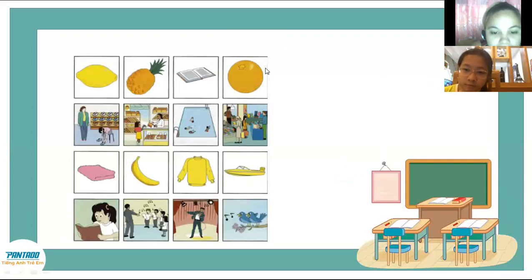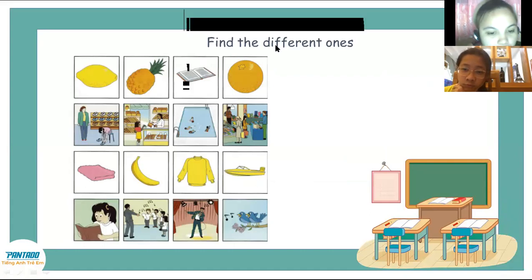Okay, so now look at the picture. So number one, what do you think is the different picture in that part? A book. Okay, why is this your answer? Because the lemon, pineapple, and orange are fruits. Okay, because a lemon, pineapple, and orange are fruits. How about number two? Which one is different?